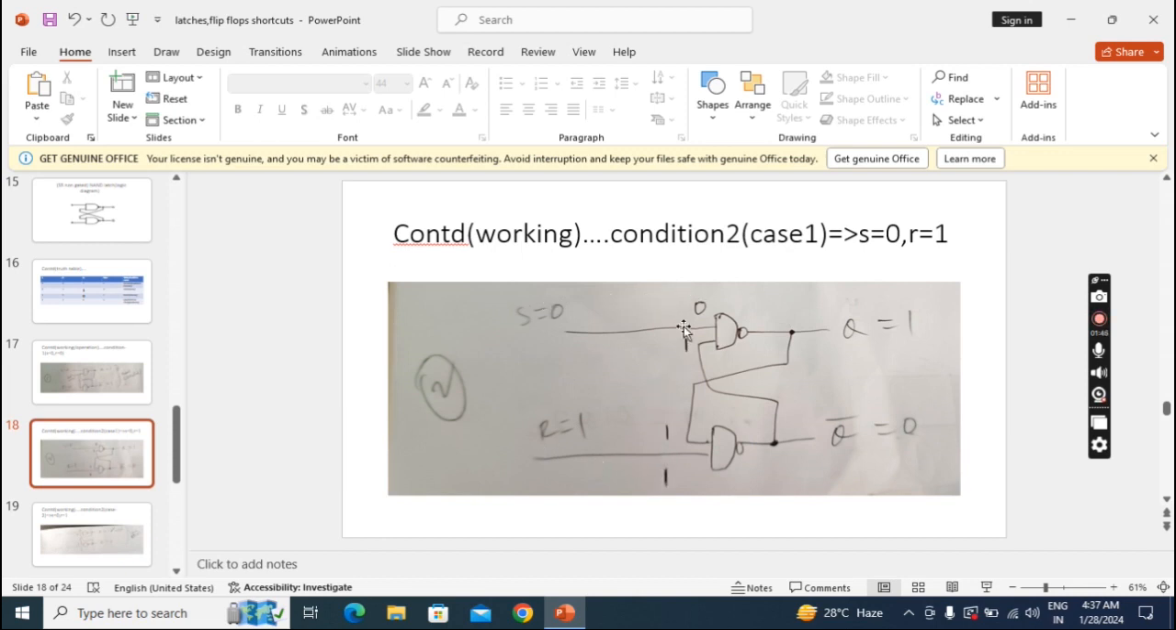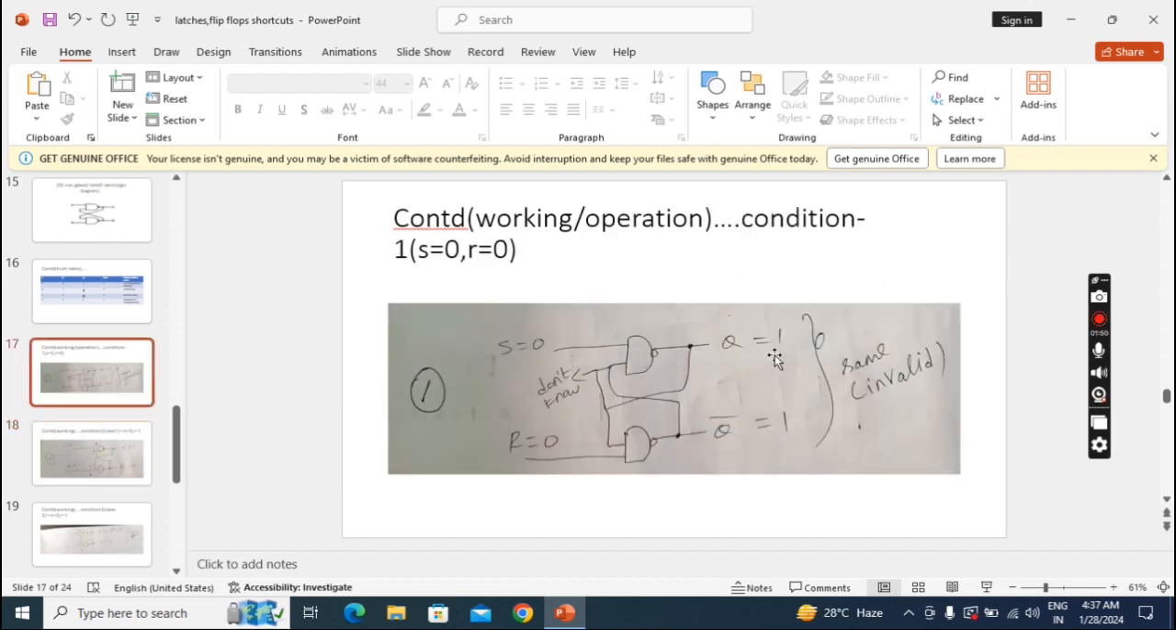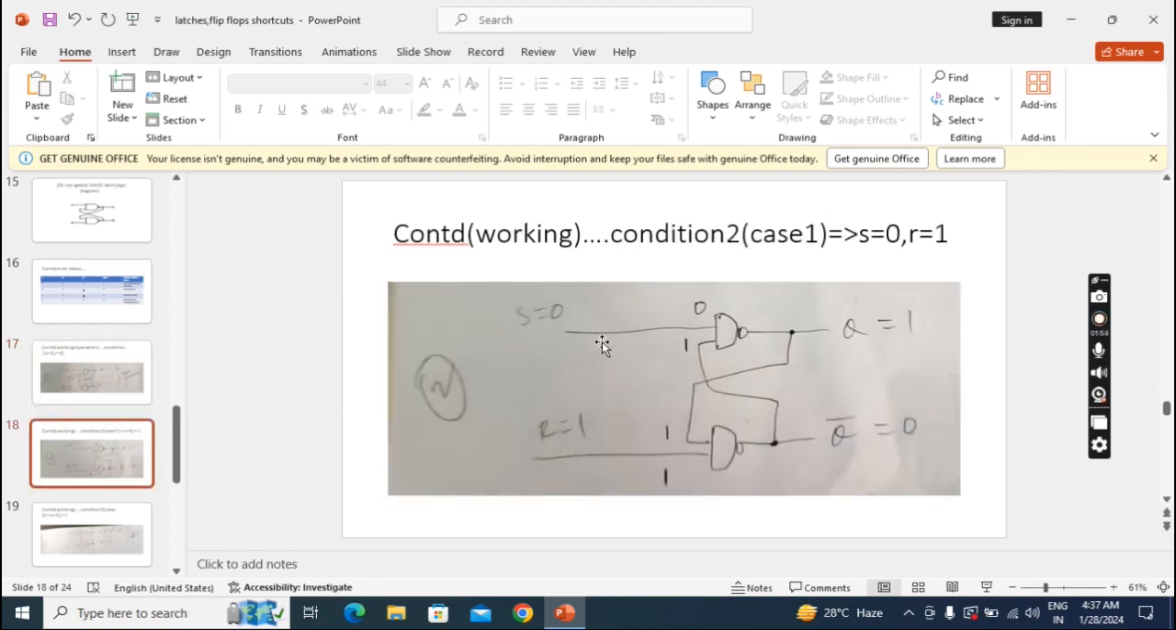And what about these values? I feed back the previous condition values. The previous condition output values were 1 1, so now those 1 1 came here. Now what is the output of this gate? If any one input is 0, output is 1. Here both are 1s, so the output is 0.